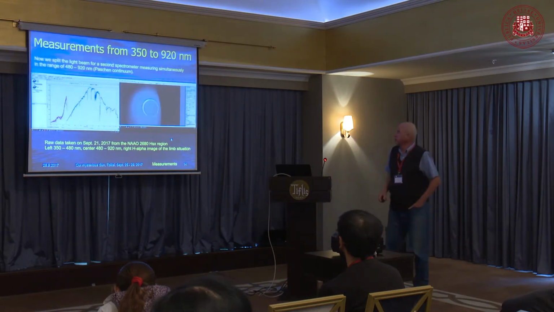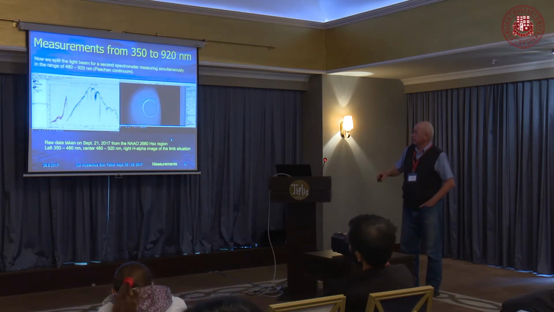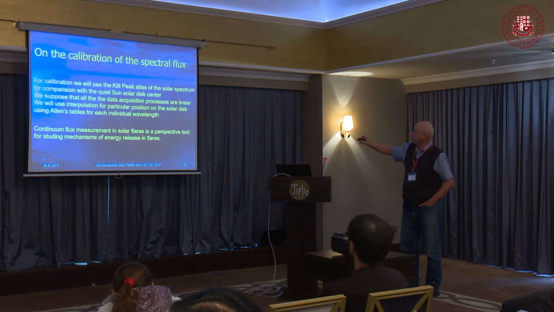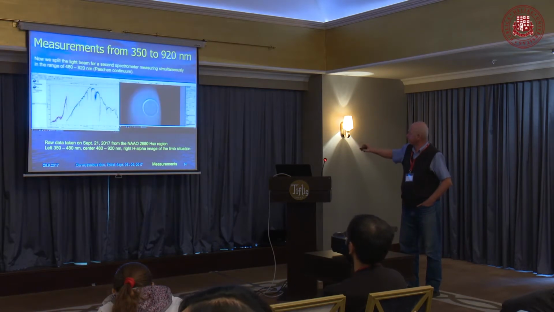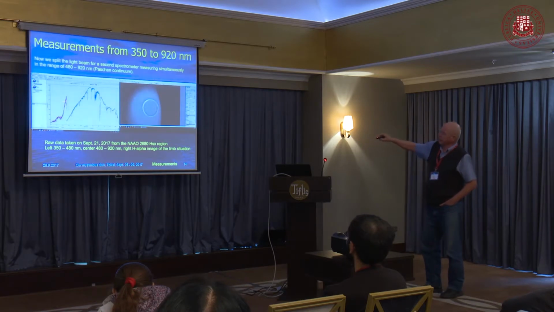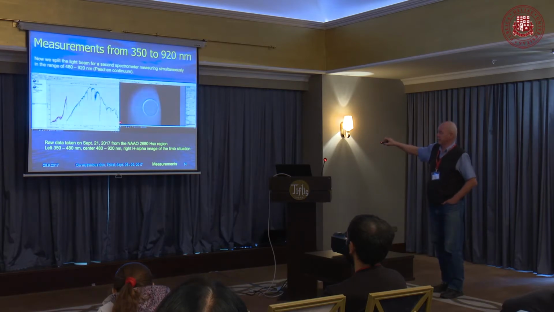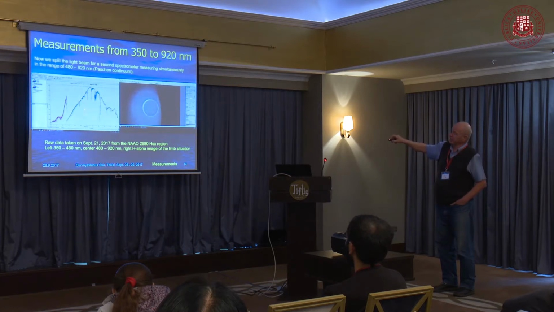We decided to have another spectrometer, in addition to the blue measurement, which is from 350 to 480 nanometers, to measure also the other part of the continua until 920 nanometers. And here is how the measurement looks like.